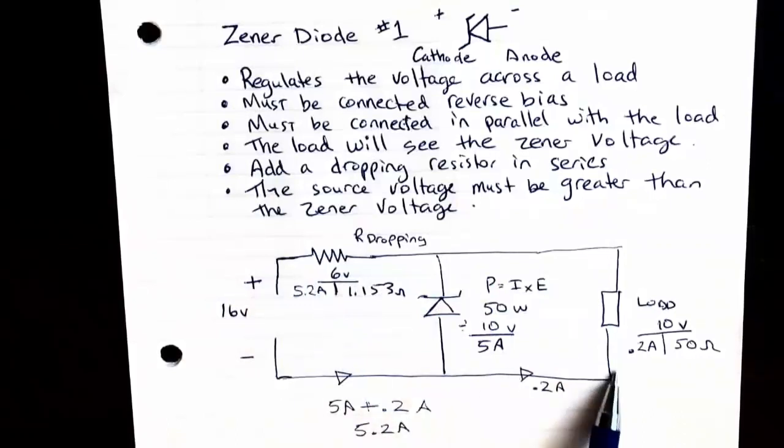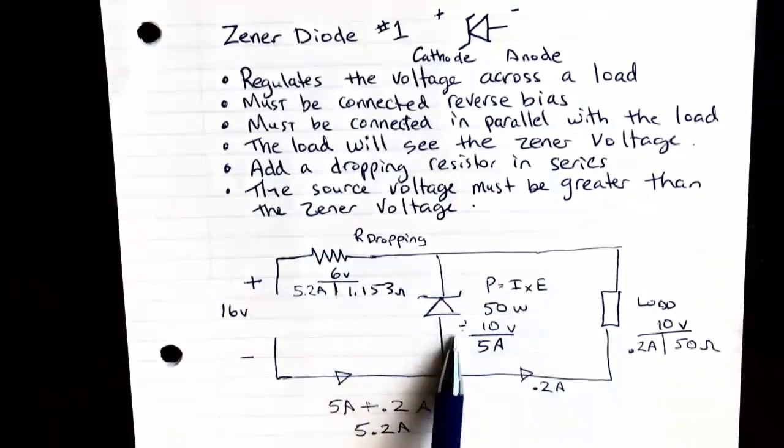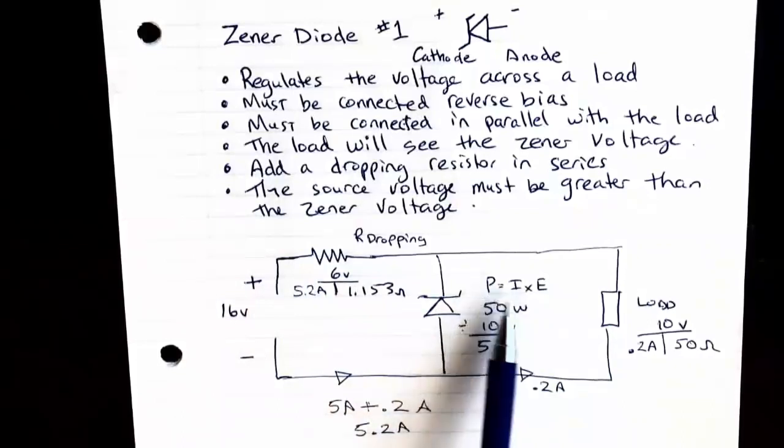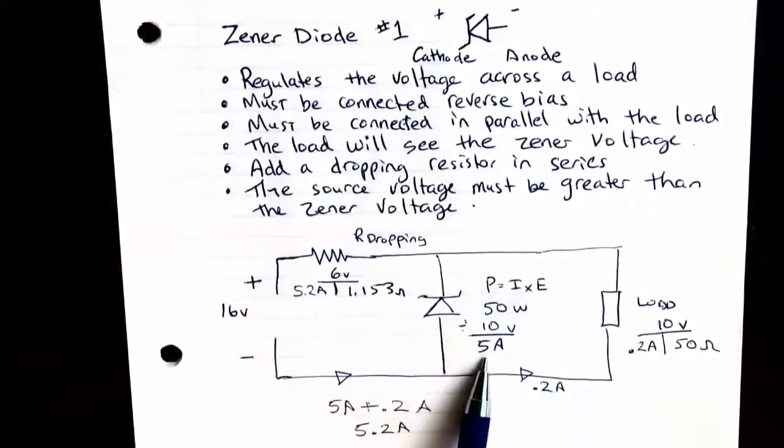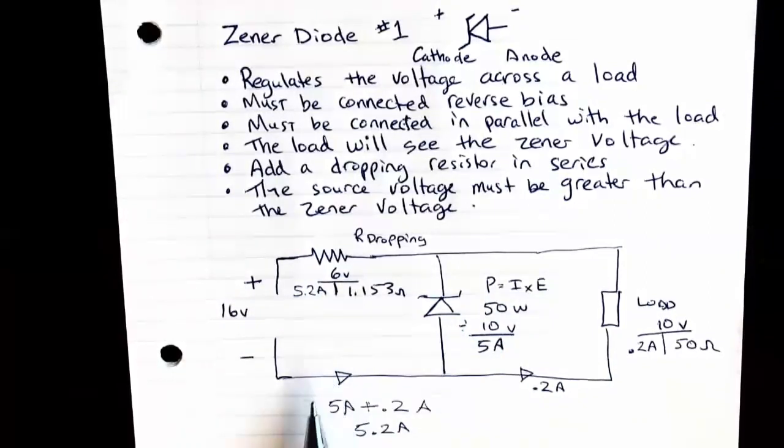So 0.2 amps will flow through the load, and we can use Watt's law, P equals I times E, to figure out the maximum current that can flow through the Zener diode without it being damaged. 50 watts divided by 10 volts gives us 5 amps flowing through the Zener. That's an absolute max. If we add the 5 amps that can flow through the Zener plus the 0.2 amps going through the load, we end up with 5.2 amps as our I total.